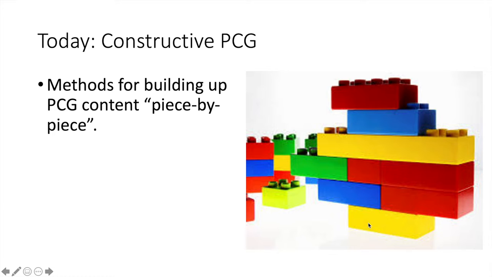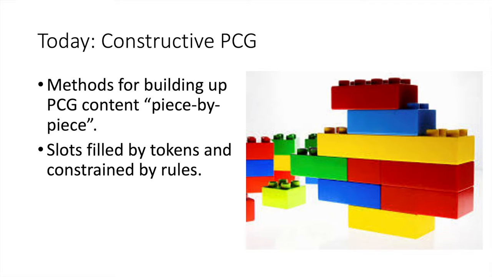The slots are filled in by tokens. The tokens are generally hand-authored. These are like the individual things. So like the building blocks in this case would be tokens. The slots would be the slots you can use to fill things in. And the rules would be how can these things be combined together.